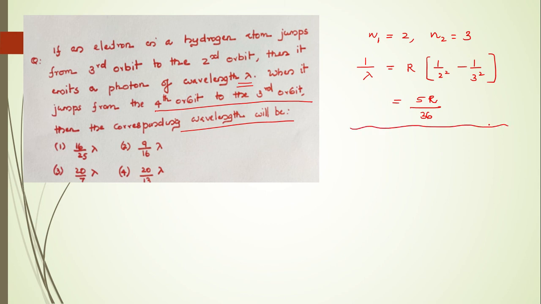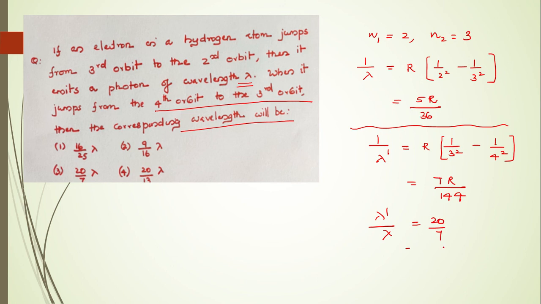In the second case, we can say that the corresponding wavelength 1 by lambda dash is equal to R into 1 by 3 square minus 1 by 4 square, where n1 is the third one. On solving, you get 7R division by 144. So lambda dash division by lambda, on solving, we get the value as 20 by 7.